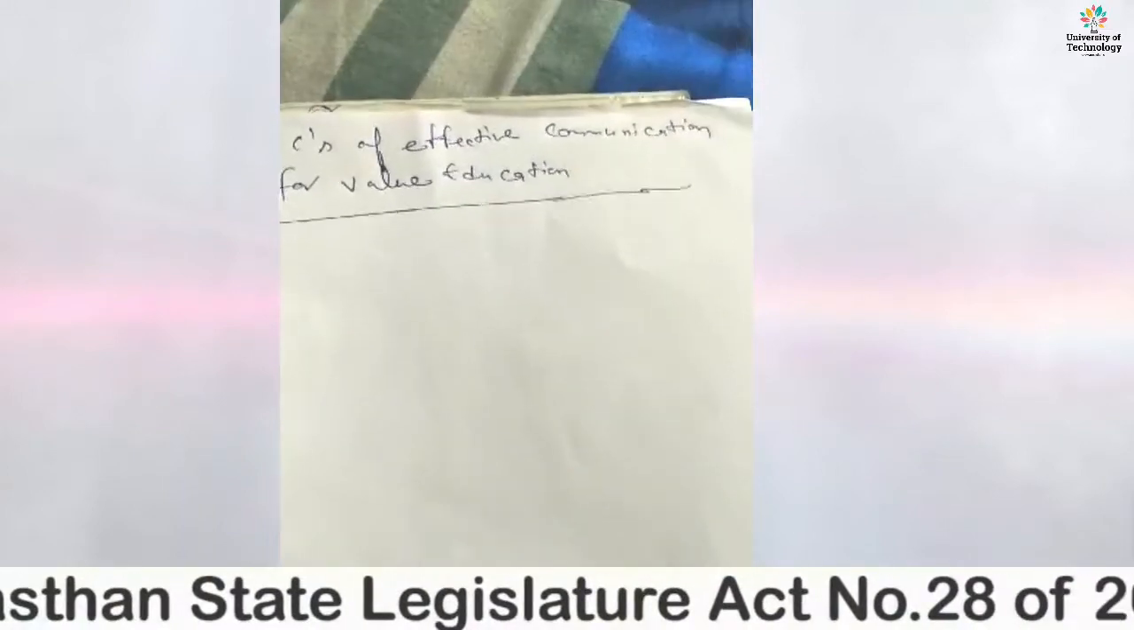Today we are going to talk about the 7 Cs of effective communication for value education. So our today's topic is the 7 Cs of effective communication. In the previous video, I told you about communication. Communication is a process of exchanging information and ideas. It helps us express our ideas and thoughts to others. The exchange of information takes place through written or spoken words, symbols, and or actions. So it is called communication. Now let's talk about the 7 Cs of effective communication.